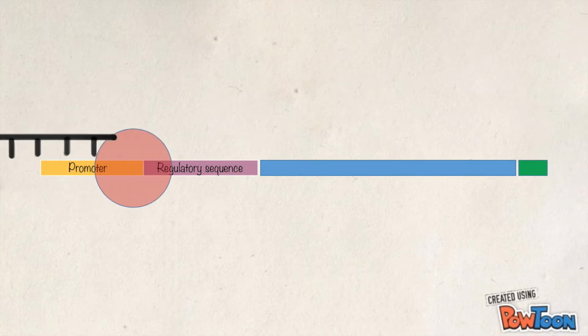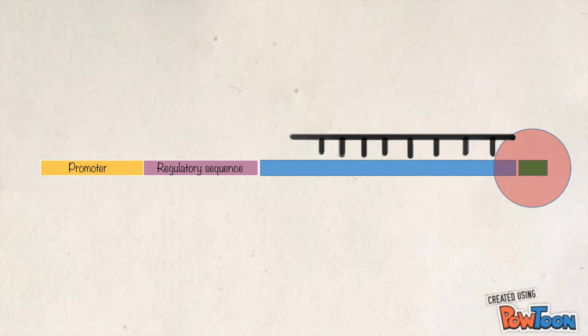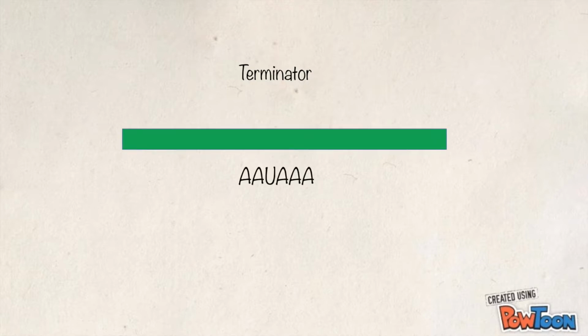Then the RNA polymerase starts to transcribe and form a new strand of RNA, and waits to detach until it reaches the terminator. However, the terminator in eukaryote cells is actually a sequence, AAUAAA, which will lead to the polyadenylation of mRNA. But that's not the end of gene transcription.